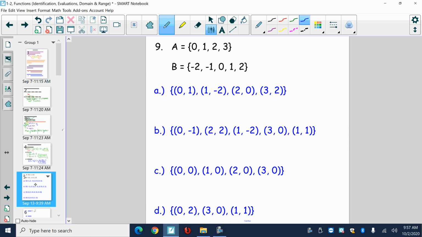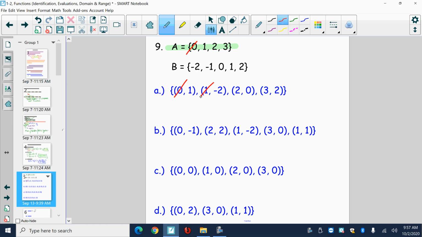Now, this is number 9 out of the textbook. So if you open your book to page 24, the directions say, in exercises 9 and 10, which set of ordered pairs represent functions from A to B? Explain. Well, here's A. A is the set 0, 1, 2, and 3. Set B is negative 2, negative 1, 0, 1, 2. You have to use all of set A every time, but you do not have to use all of set B.